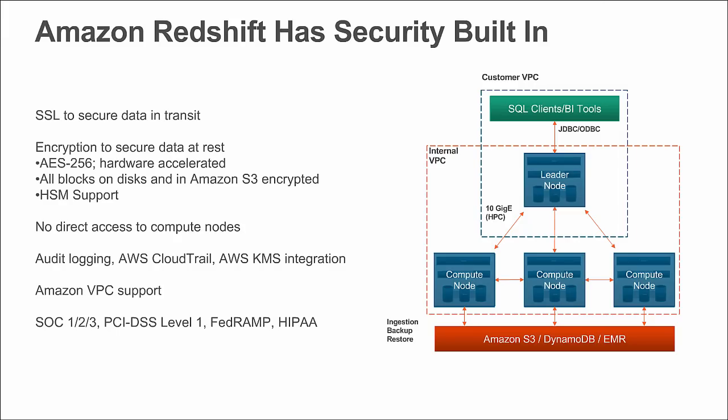VPC is our virtual private cloud. Essentially, it's a logically isolated portion of the network where you have full control over ingress and egress, and you can bridge it to your data centers using VPN and extend your private address space into AWS. So you can run a Redshift cluster inside of a VPC. So that gives you network isolation and full control.